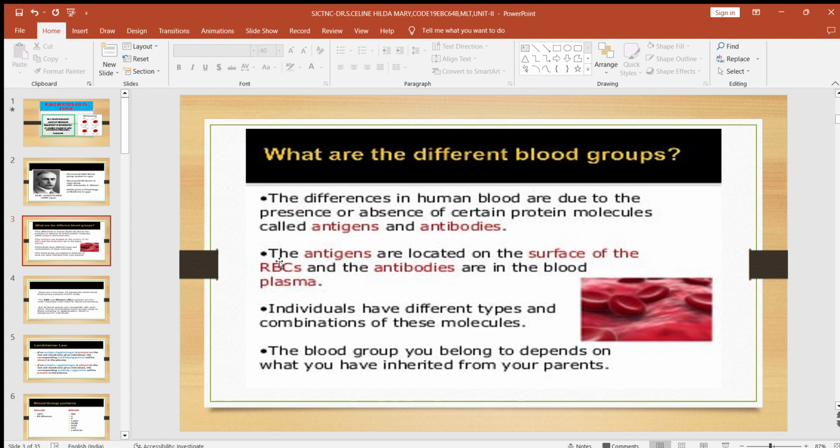What are the different blood groups? The differences in human blood are due to the presence or absence of certain protein molecules called antigens and antibodies. The antigens are located on the surface of the RBCs and the antibodies are in the blood plasma. Individuals have different types and combinations of these molecules. The blood group you belong to depends on what you have inherited from your parents.